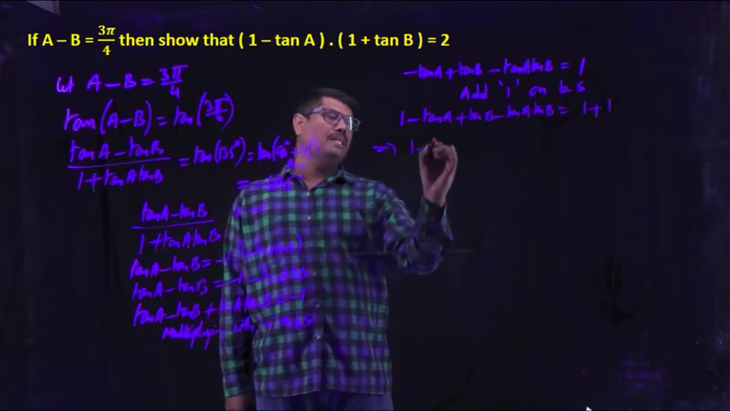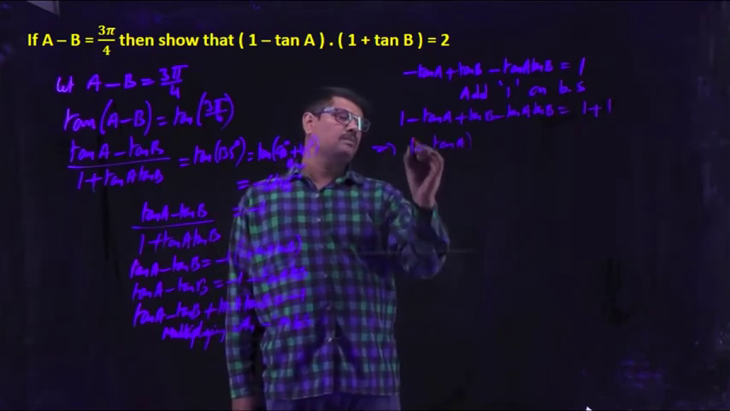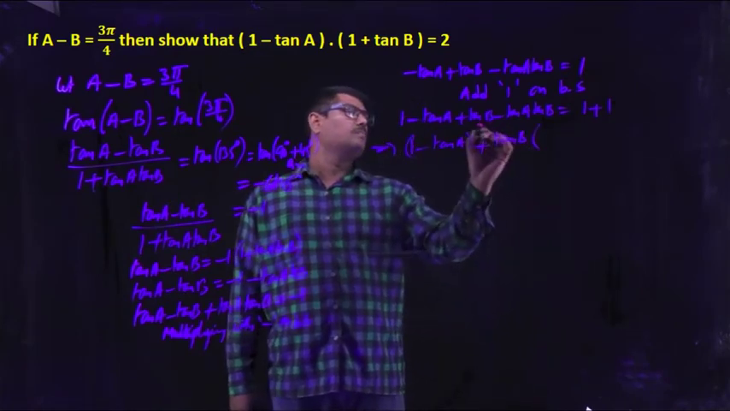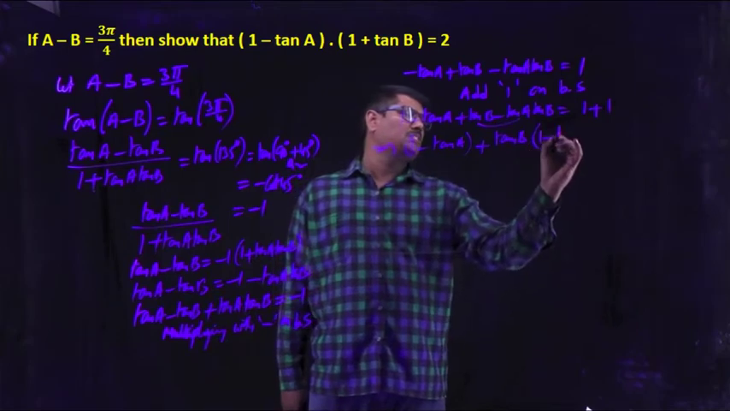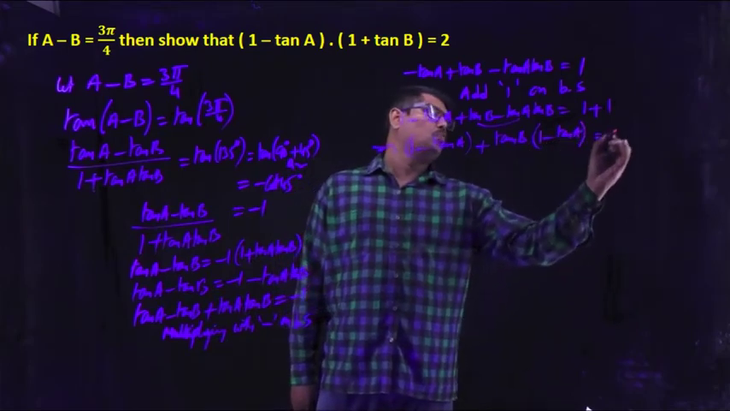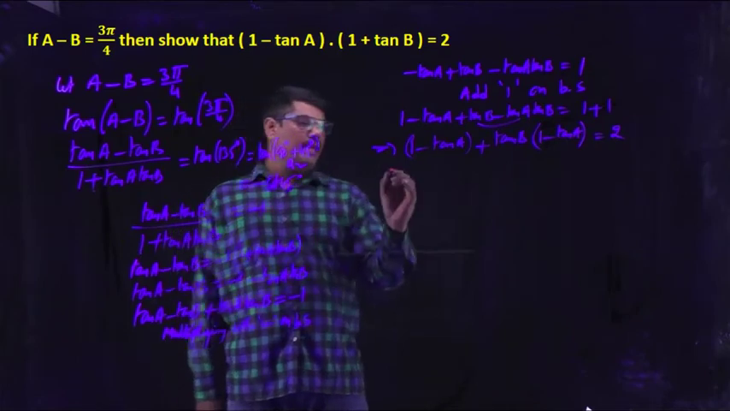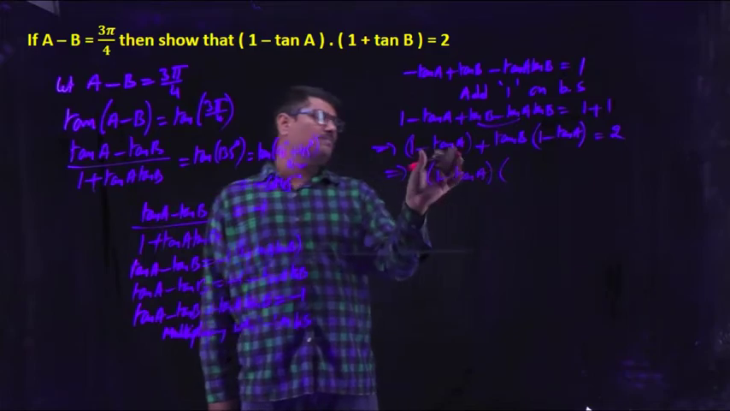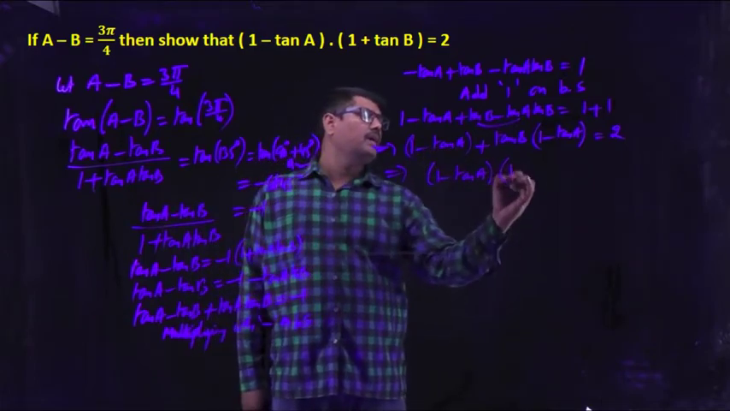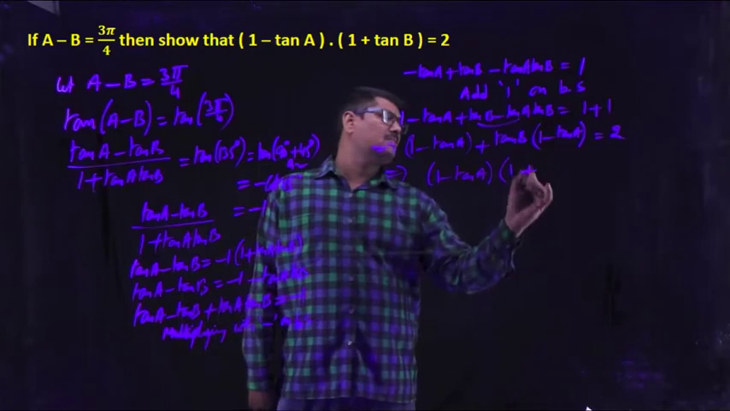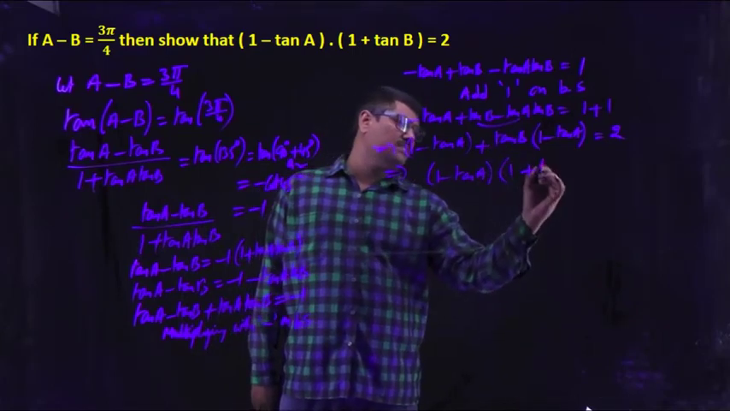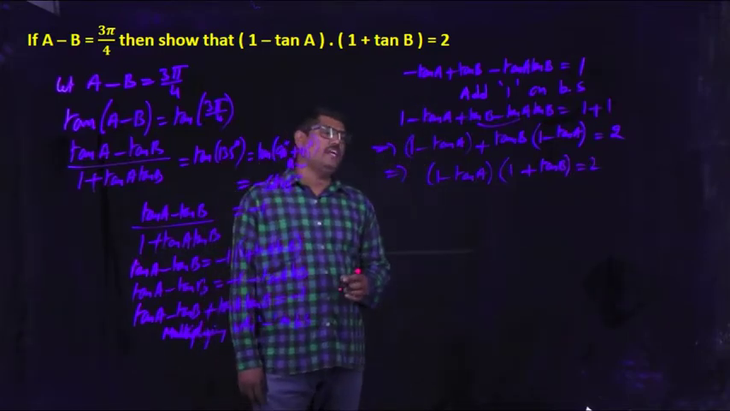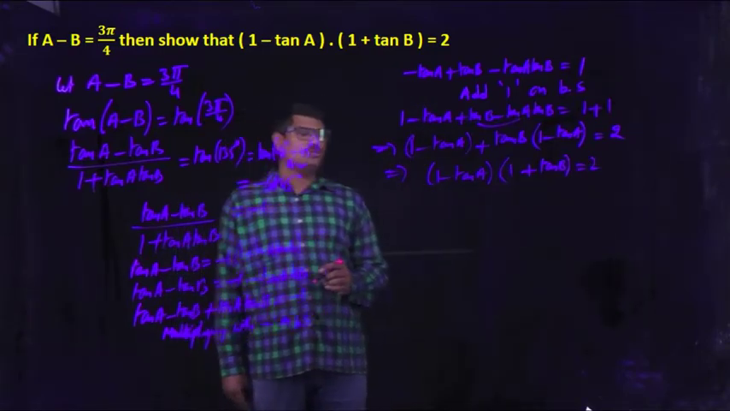Now treating 1 minus tan A as one factor and separating tan B from the last two values, again you will get 1 minus tan A as another factor. 1 plus 1 becomes 2. Separating 1 minus tan A, the remaining factor is 1 plus tan B. So we get the condition which is 1 minus tan A into 1 plus tan B is equal to 2.